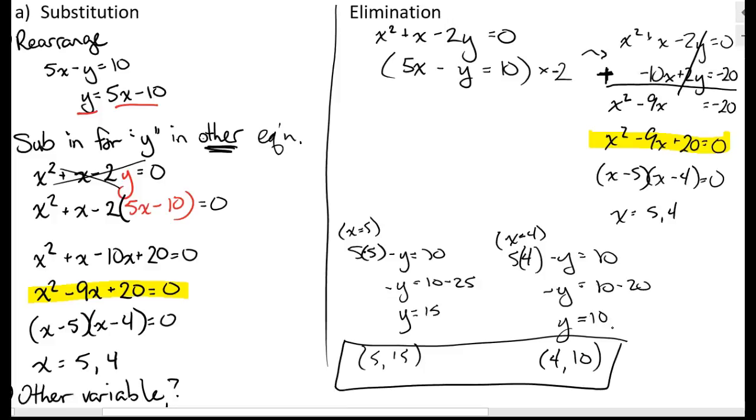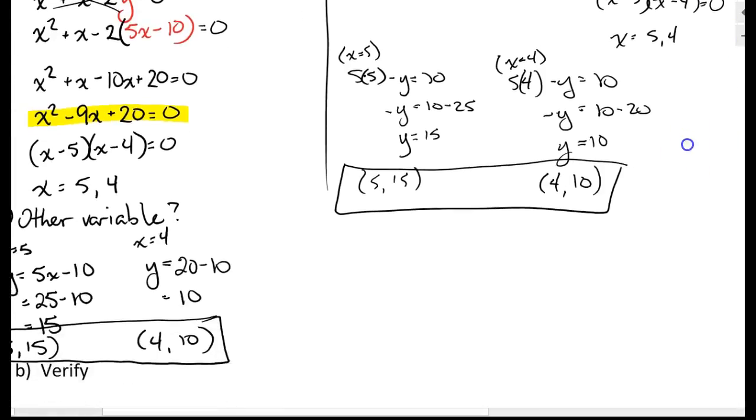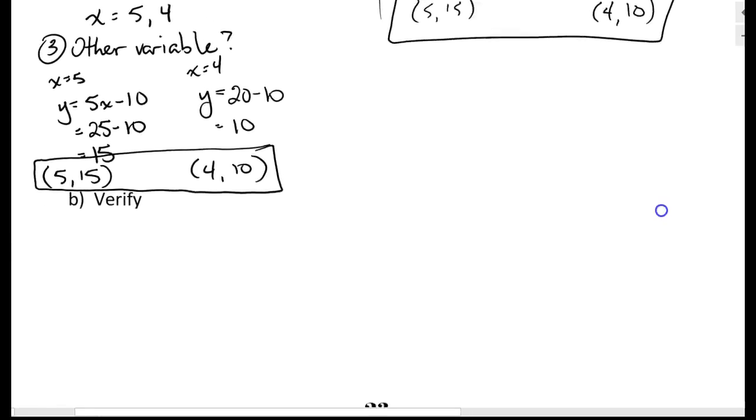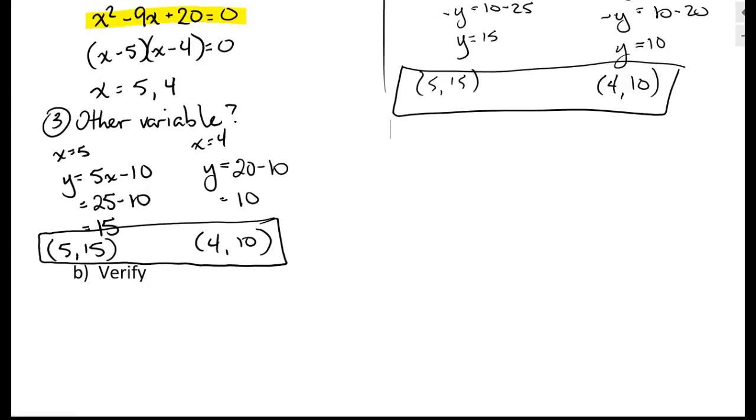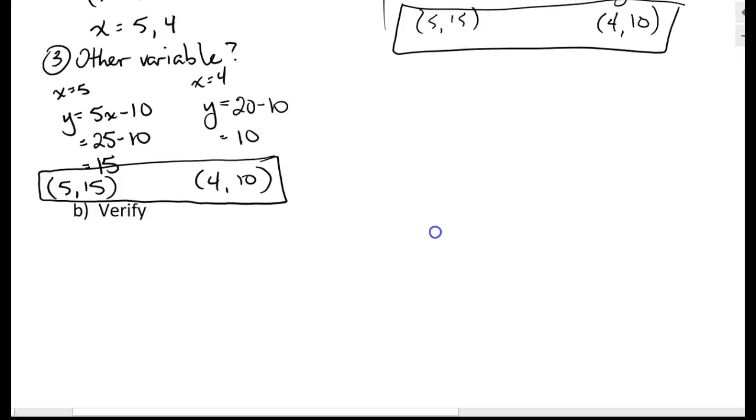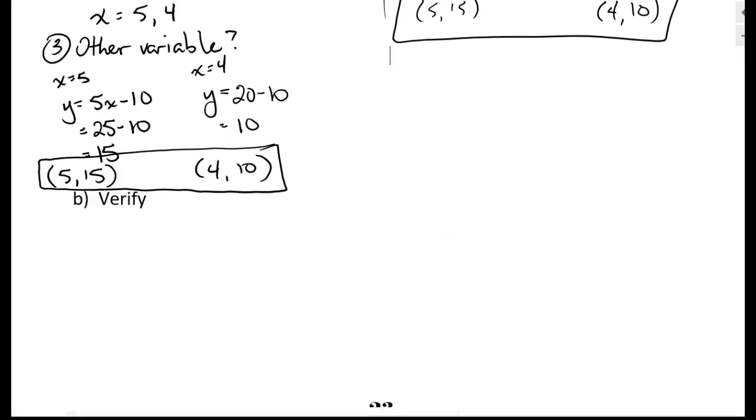So whichever strategy you want to use is totally up to you. Sometimes substitution lends itself pretty well. Other times elimination seems to be the better choice. But that is completely your call. What we do need to do is verify that these work. So I checked my y values by plugging into my linear equation. So I'm going to verify these points by checking them in my quadratic equation now, just to make sure that they both work in both equations.